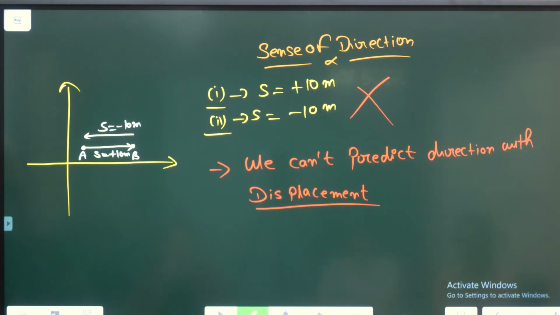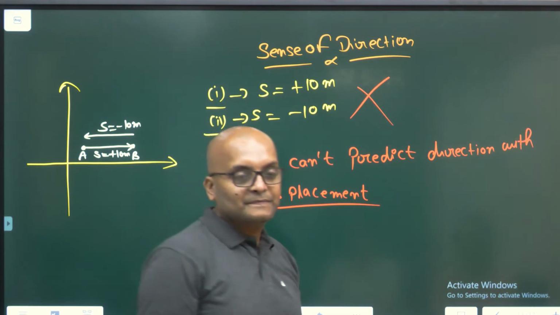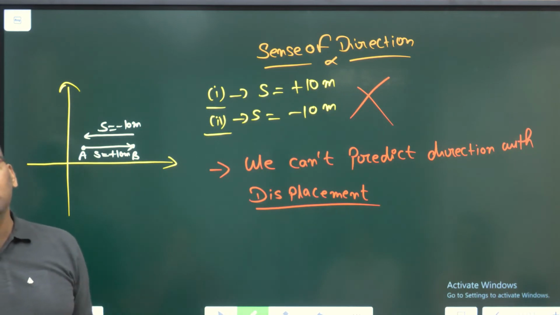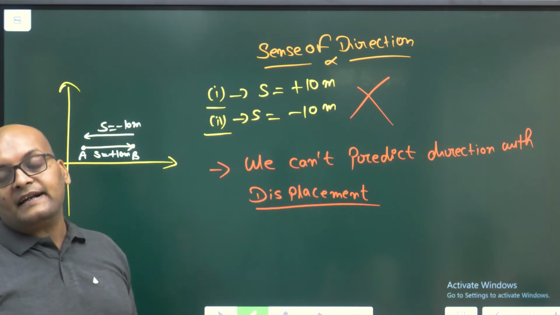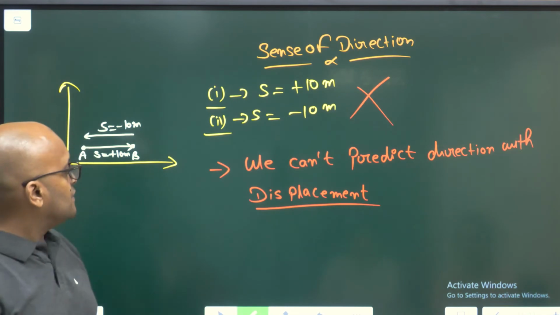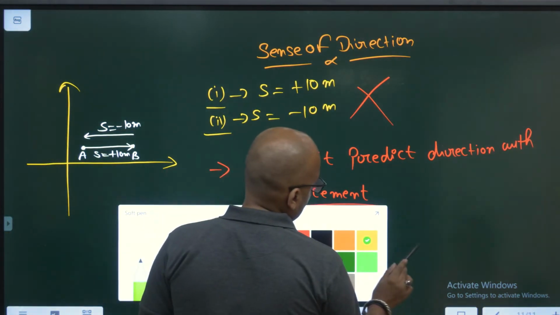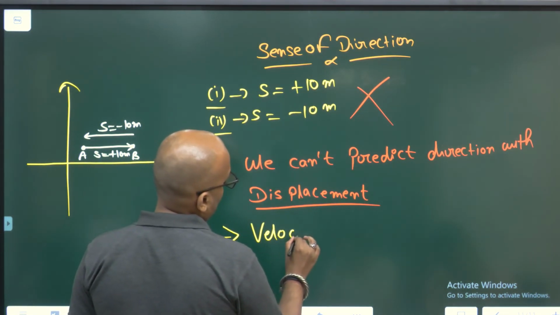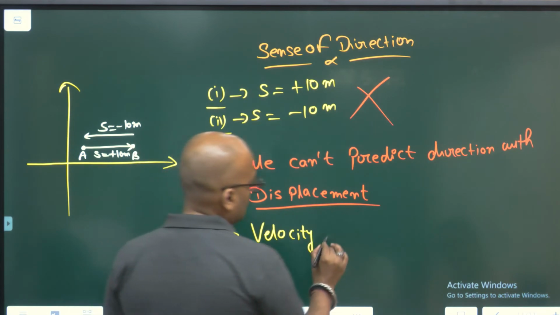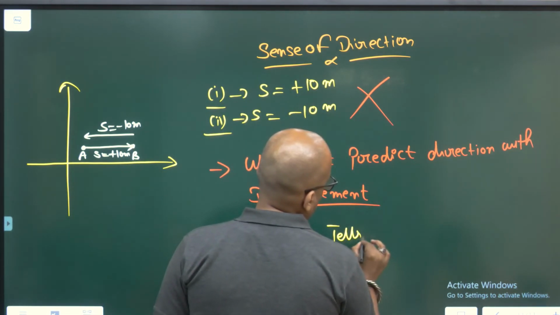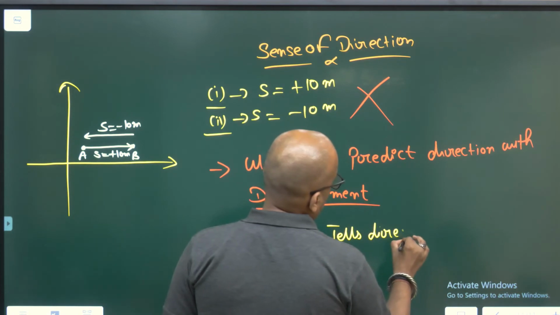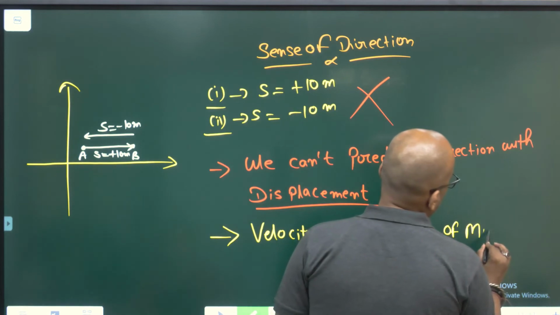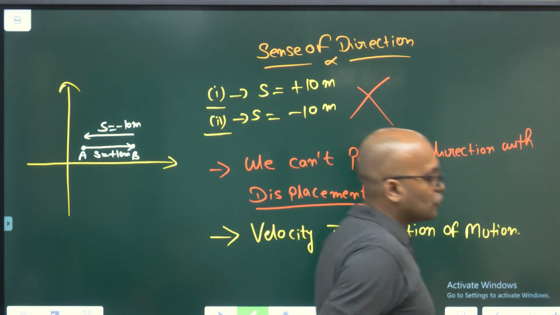Then how to predict the direction of motion? Velocity, exactly. Velocity will tell you what is the direction of motion. So you can write it down: velocity tells direction of motion. Note it down.